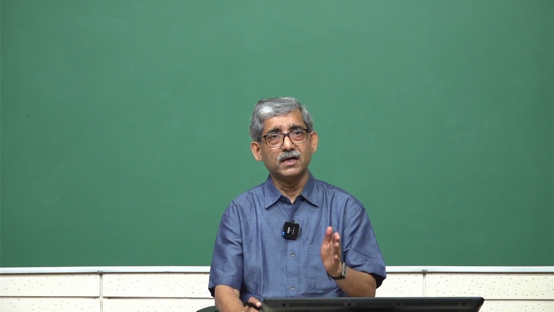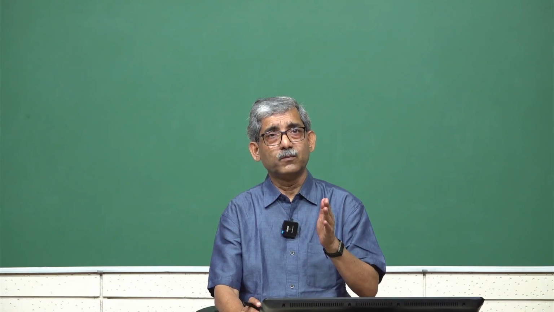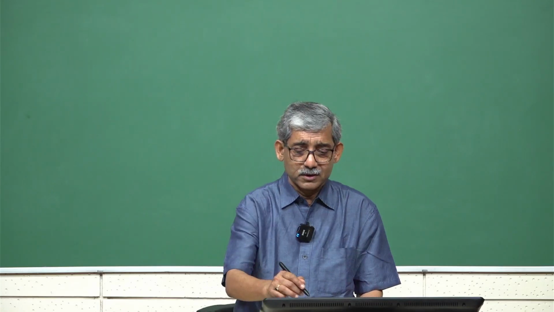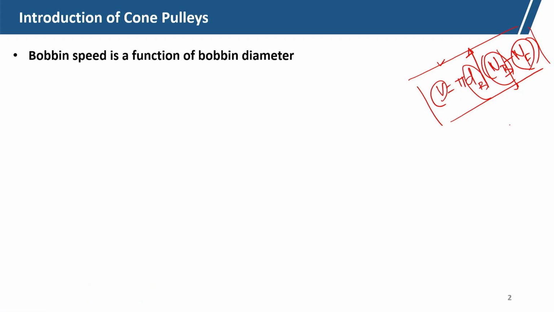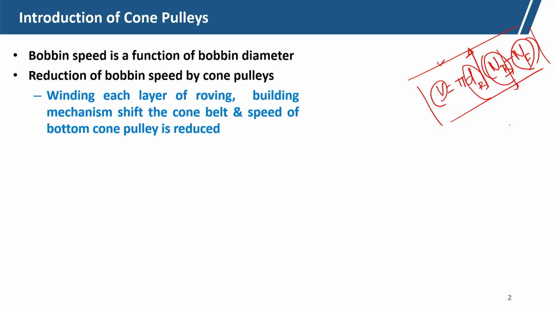So, we will discuss the mechanism of cone pulley in detail. Cone pulley speed changes by shifting of the cone belt, that we will discuss here. So, reduction of bobbin speed by cone pulley: after winding each layer of roving, the building mechanism shifts the cone belt, and the speed of the top cone remains constant, but the speed of the bottom cone pulley is reduced after every shift.